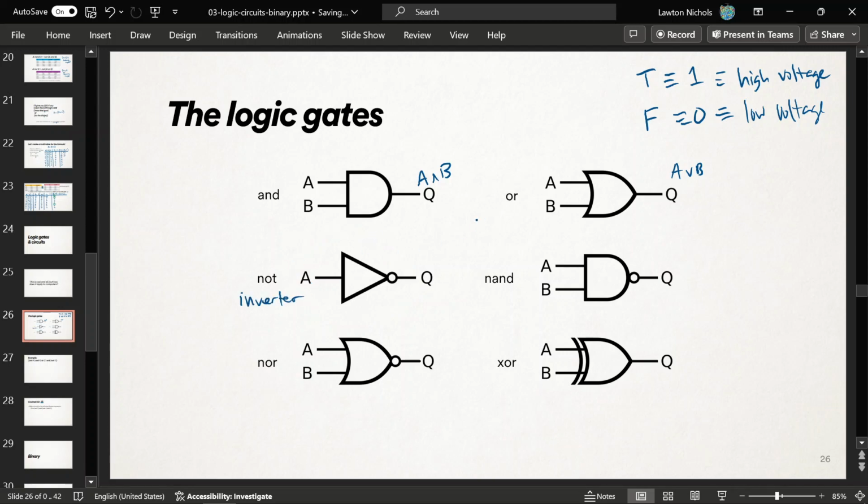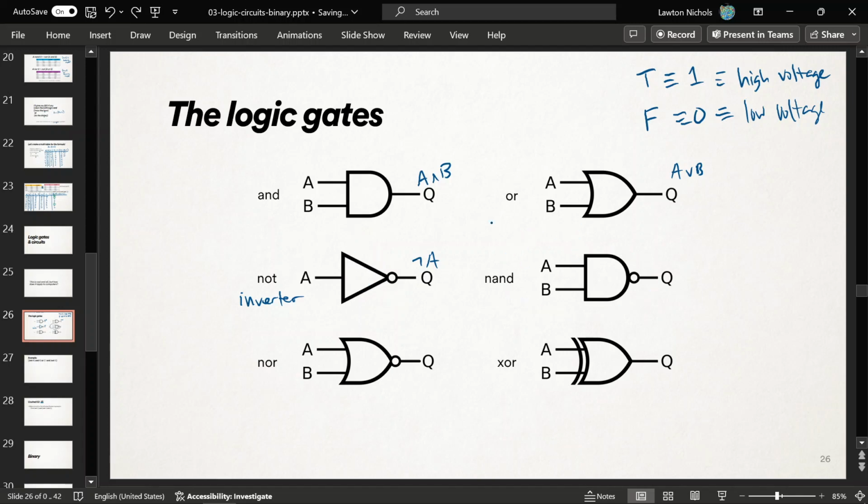And so output from there is not A. I want you to think of the little dot there as where the negation happens. This is just passing along A, and then it negates it right there at that dot. That'll help you understand NAND and NOR.